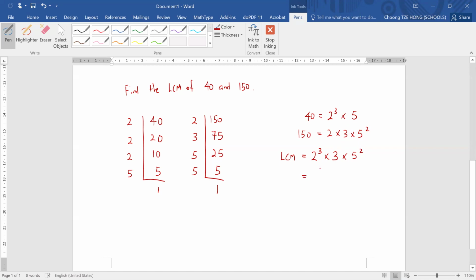Over here, if you do the calculation, 2 cubed is 2 times 2 times 2, so it's 8. It's not 2 times 3. Then 8 times 3 times 25. 8 times 25 gives you 200, then times 3 gets 600. So the LCM of 40 and 150 is 600.